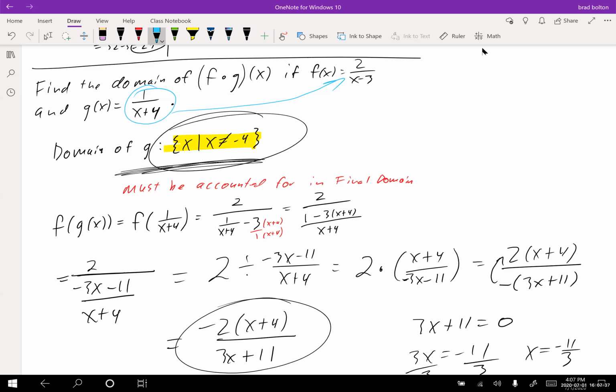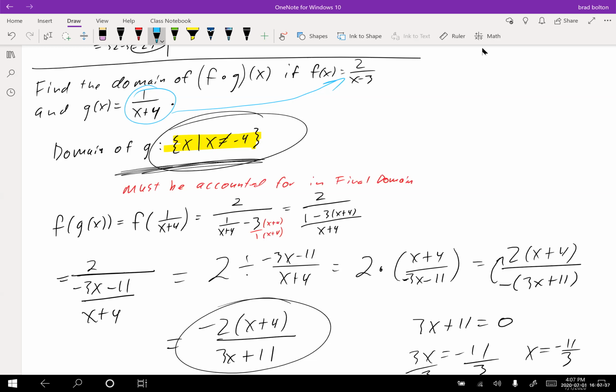So the -4 is like from a past life of g, and this is from the current iteration of f of g of x. Okay, so this is like the old domain that you have to still account for because g is the inner function. And this is the new domain from the new composition. So you must account for both of them. That's just how I think of it, okay?